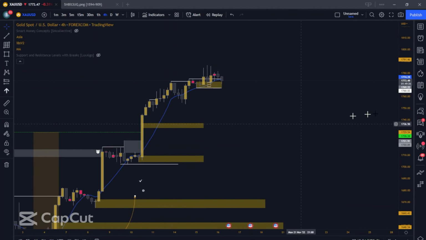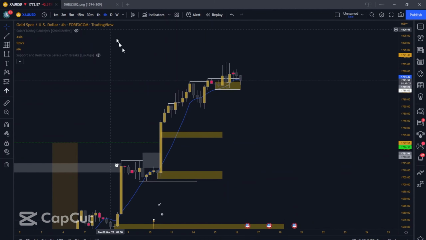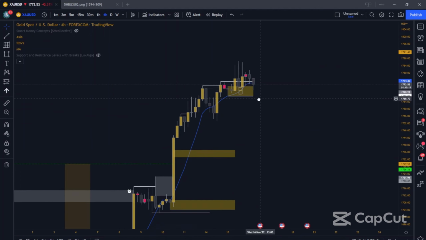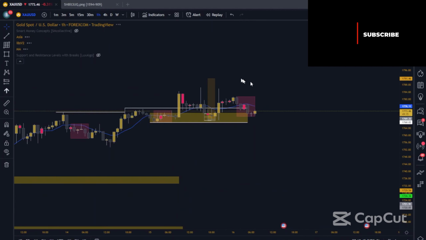Gold. Gold is on a mission. Okay, let's see what gold is doing. It's just been in a proper range, forming and taking liquidity throughout.